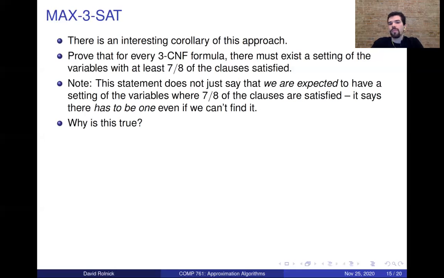Why is this statement true? Why does there have to be a setting of the variables where at least 7/8 of the clauses are satisfied? No randomness in this statement again. This statement is just that there is a way to satisfy at least 7/8 of the clauses. Don't know how to get there, but there is one. Why is it true?